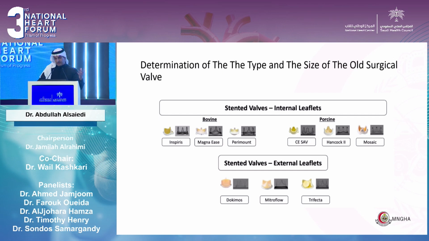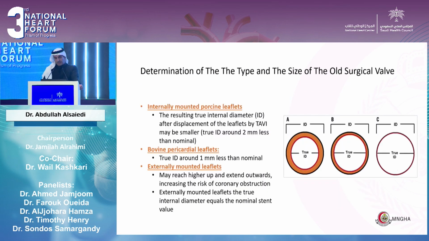It depends on where the leaflet is basically mounted. If the leaflet is internally mounted, this is called a stentless surgical valve, or if the leaflet is externally mounted, then it's called a stented valve. Then the stented valve itself could be divided by material into bovine or porcine valve. This is very important to know in the history because that will tell us the internal diameter relationship.